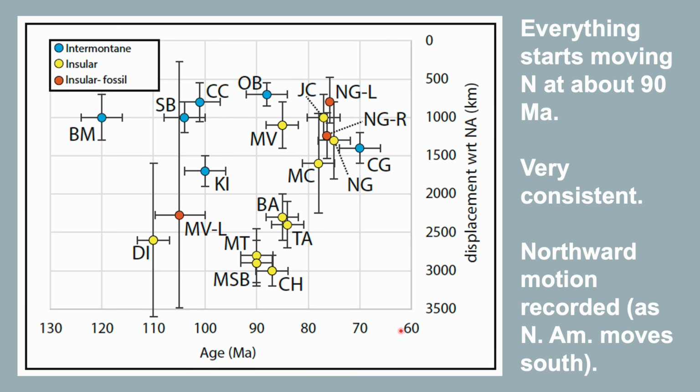If we plot this now with age on the x-axis and displacement with respect to North America, using the pole that Bernie was using, which is the one based on North American only data, and look at just the yellows, you can see there's this clear trend of northward motion starting at about 90, and every time you step forward in time, it seems like the insular terrane is moving north. The data is very consistent with each other, and it's recording northward motion. The intermontane terrane, again, the stuff that's further east or more inboard, also shows northward motion, but not as much.